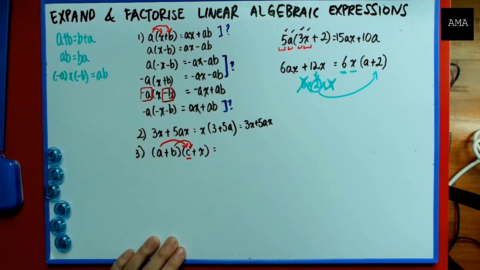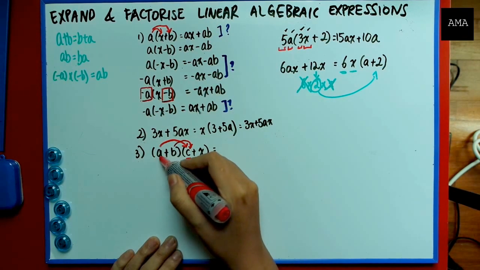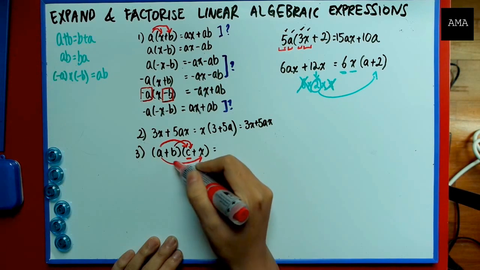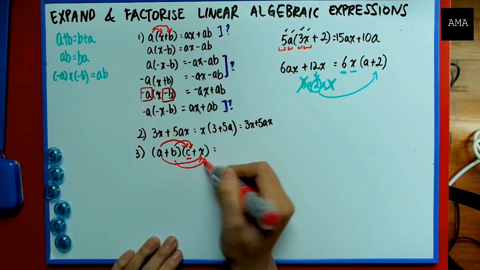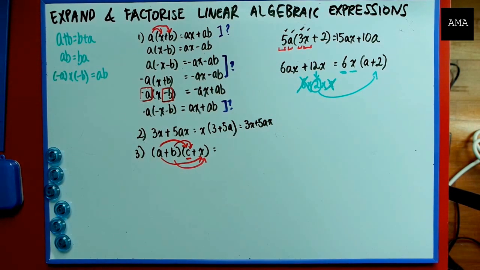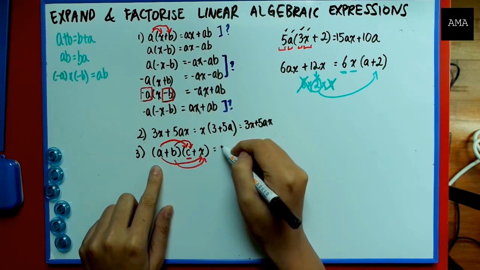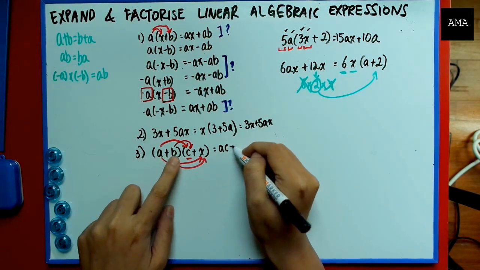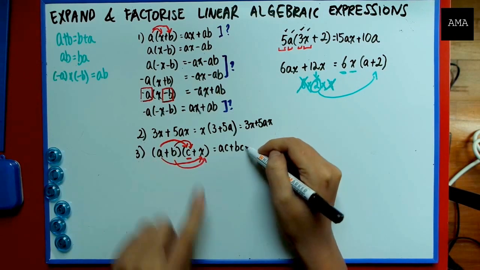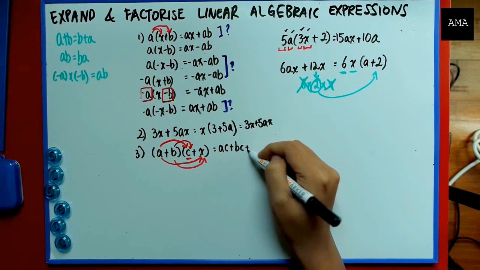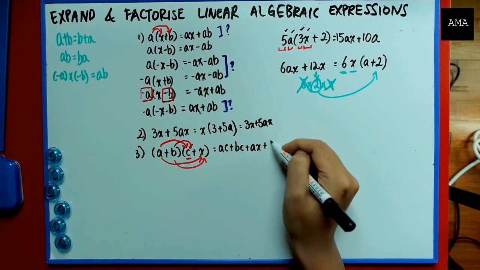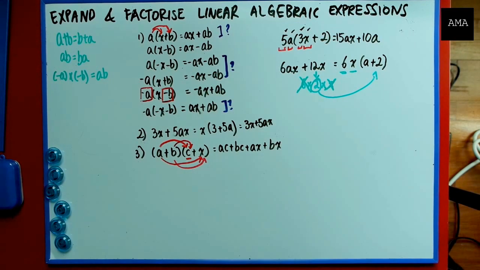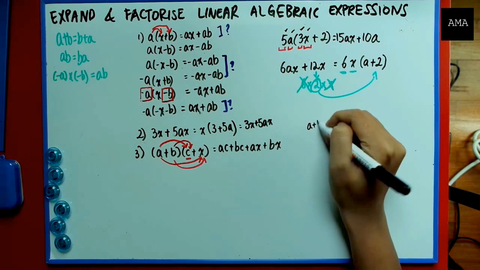Okay? Then I have to multiply a with x and multiply b with x. Okay? So the answer should have 4 terms. AC is the first one, BC followed by AX plus BX. Okay? Some people will teach you in different order, so it depends on your teacher, okay?